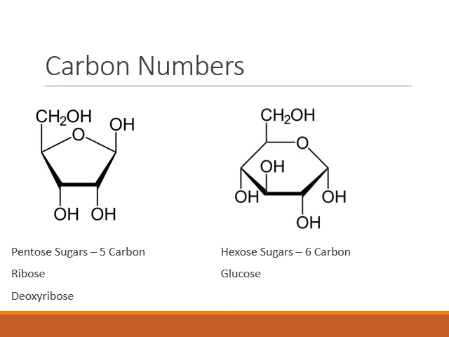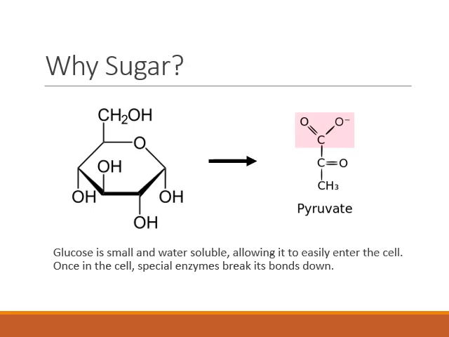Hexose sugars, on the other hand, hex has 6. Hexadecimal, a hexagon. So your pentose sugar is going to be like ribose and deoxyribose. We're going to talk about those later. Glucose, though, is a hexose sugar. And that's going to be one of the primary molecules that we look at this semester.